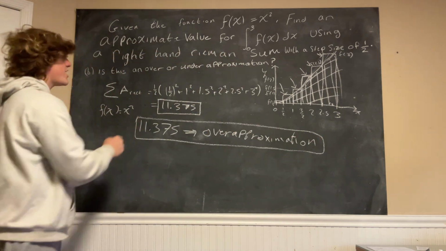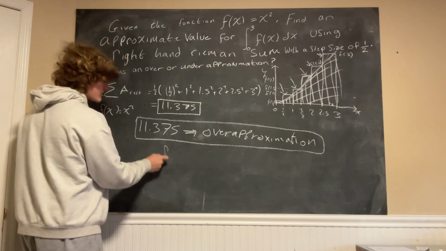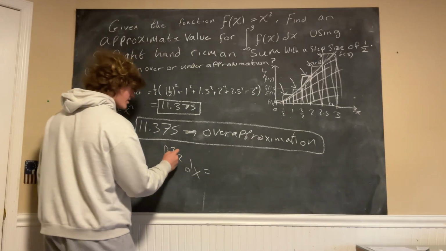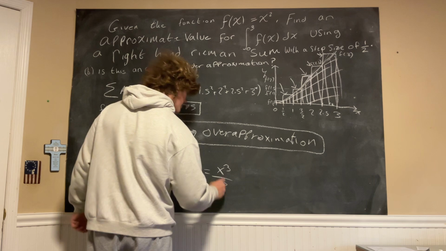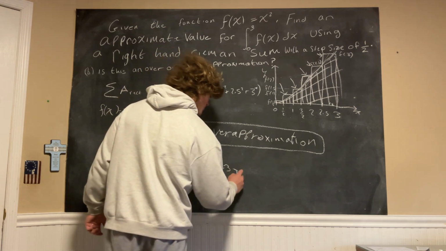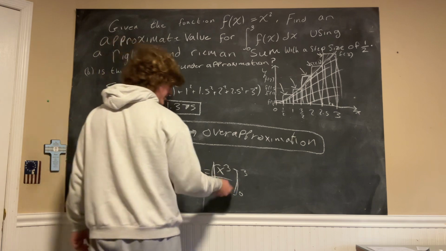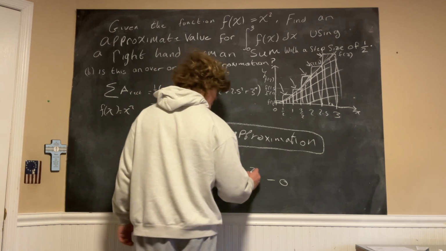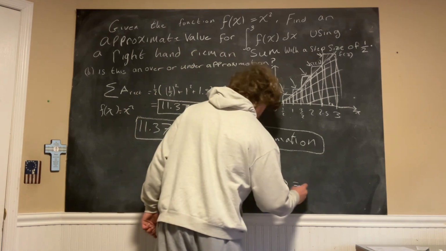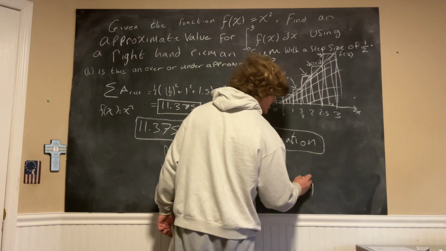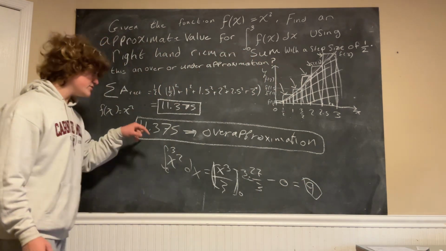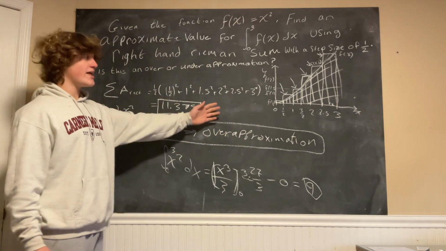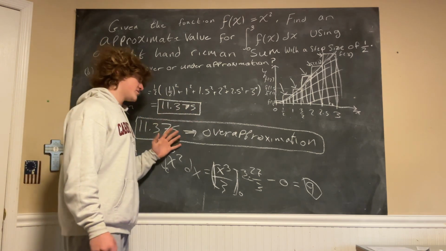Now, if you want to know what this area actually is, you would have to do the integral of x squared dx from 0 to 3, which is equal to x cubed over 3, evaluated from 0 to 3. So the 0 is just going to be minus 0. And this is going to be 27 over 3, which is just equal to 9. So this is our actual integral value. And as you can see, this is correct because 11.37 is more than 9. So our right-hand Riemann sum would be an over approximation.